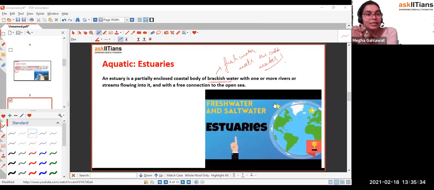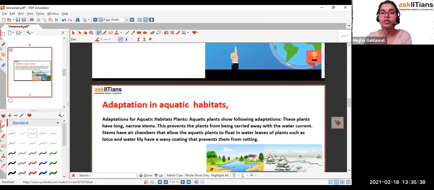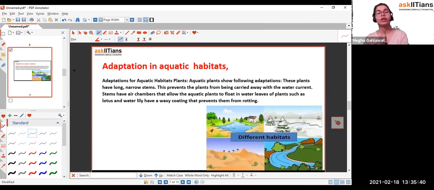Now, that being said, we are going to move forward to what exactly are the different adaptations which are found in the aquatic habitats. Again, adaptations are the acquired or the inherited features which basically help in the better survival of an organism in an environment.